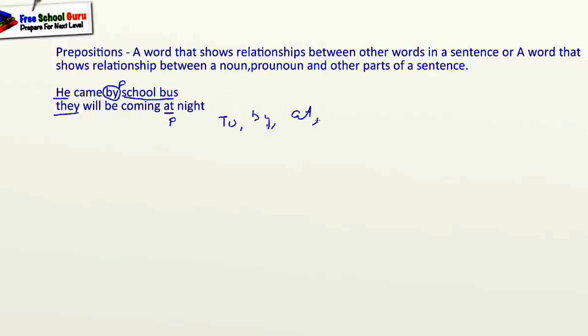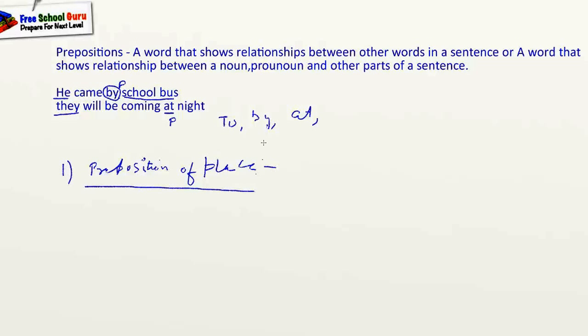Now, let's try to understand what are the different types of prepositions. So, our first type of preposition that we want to understand here is preposition of place. What is a preposition of place? Preposition of a place, wherein basically you are talking about or referring to a place in a sentence.